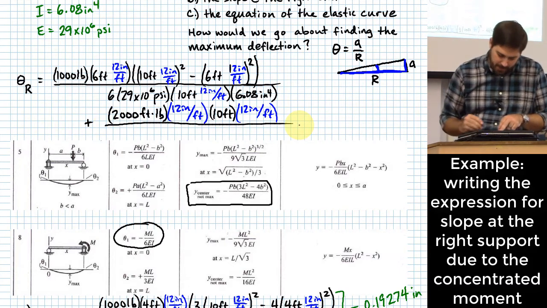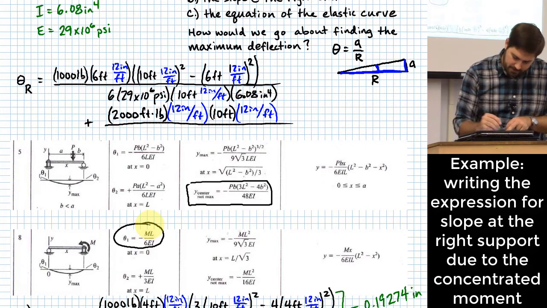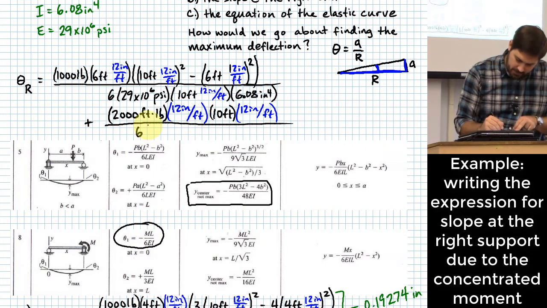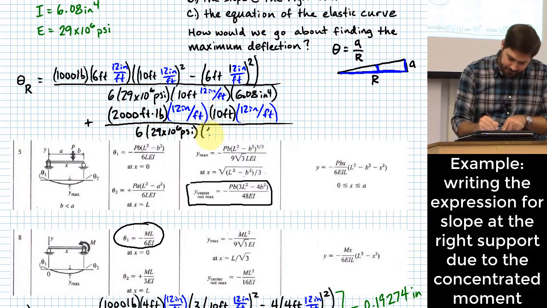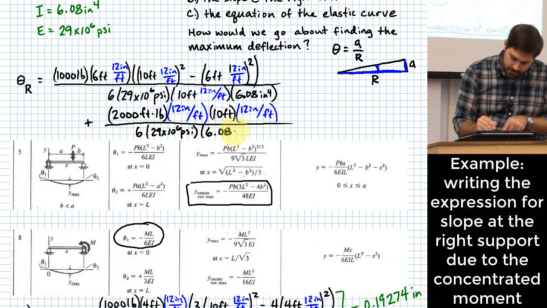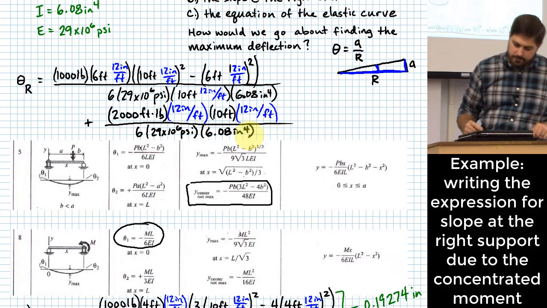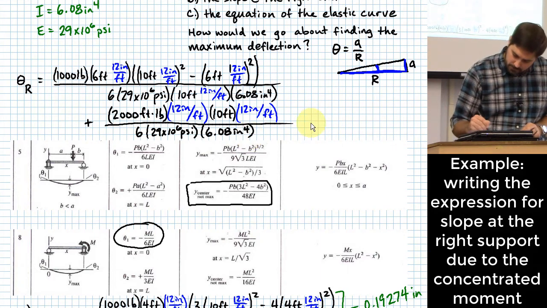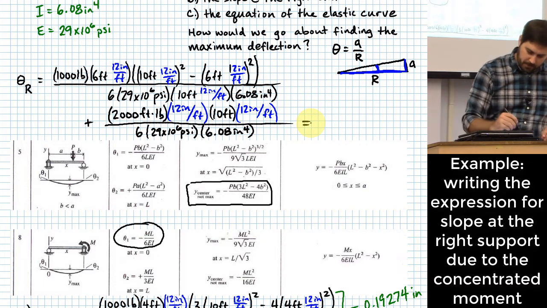All this divided by 6EI. 6 times E times I. 6.08 inches to the fourth. Okay. Now let's see if we can put all this in there.